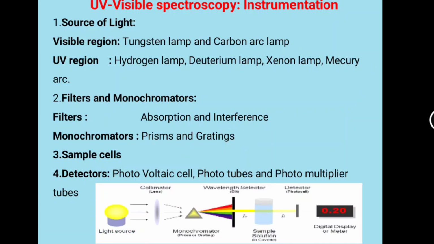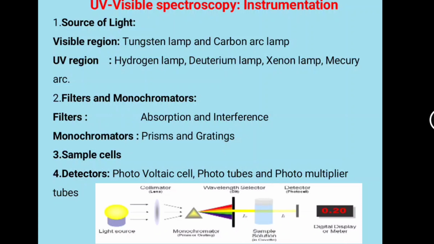Source of light, filters and monochromators, sample cells, and detectors. Sources of light used in the visible region are tungsten lamp and carbon arc lamp. Sources of light used in the UV region are hydrogen lamp, deuterium lamp, xenon lamp, and mercury arc lamp. Filters are absorption and interference filters. Monochromators are prisms and gratings. Detectors used are photovoltaic cell, phototubes, and photomultiplier tubes.